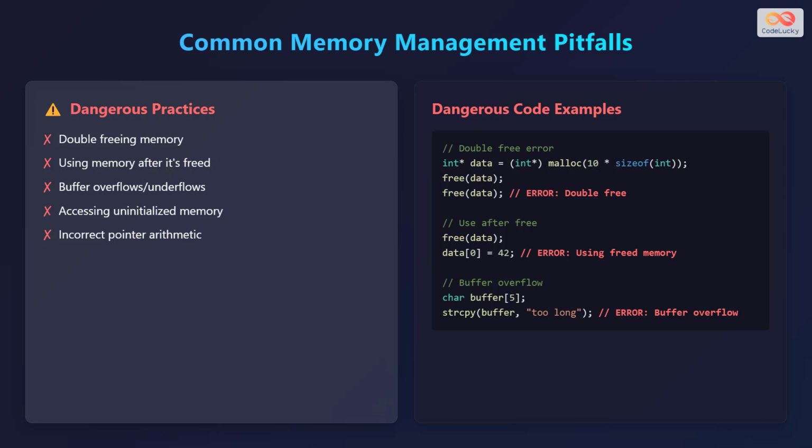Here are some examples of dangerous code. The first example shows a double free error where the same memory is freed twice. The second example shows a use after free error where memory is accessed after it has been freed. The third example shows a buffer overflow where more data is written to a buffer than it can hold.